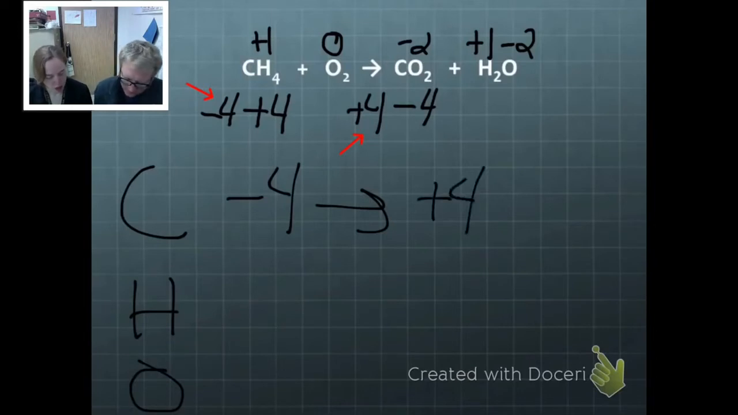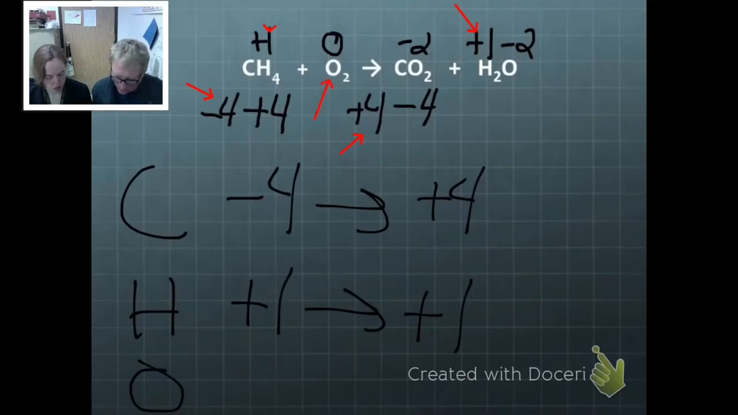Well, let's look at hydrogen now. Hydrogen started out as +1 right here, and I look on the other side, and it's +1 right here. So it went from +1 to +1. Okay, so let's look at oxygen. Oxygen right here was 0. And then I've got 2 oxygens, one right there, and one right there. Both of them look like they're -2. So it started at 0, and it went to -2.